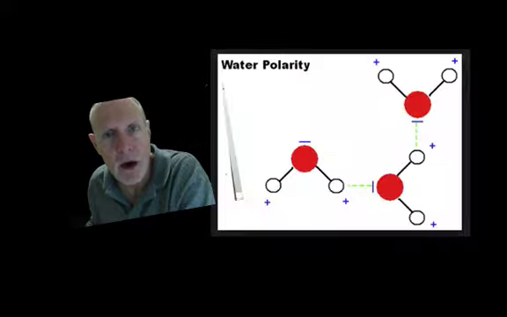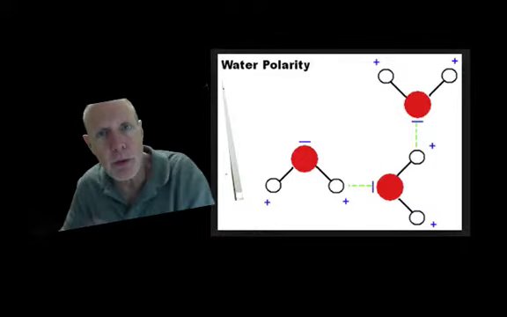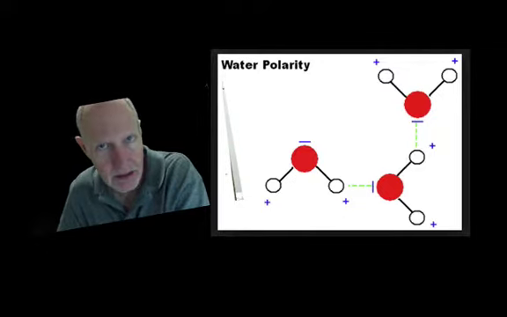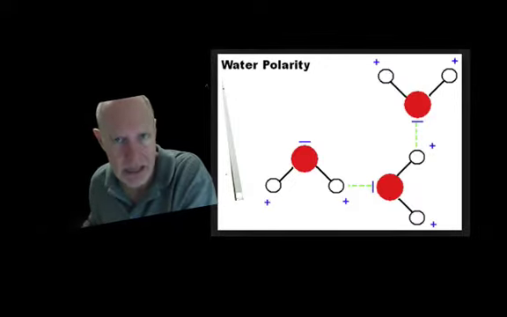Let's take a look at why that happens. The reason is because we have a property of water that we call polarity. In other words, there are polar ends to a water molecule. There's a plus end, has a positive charge, and a minus end that has a negative charge. The positive end is on the hydrogens, and the negative end is on the oxygens. So that means that the oxygen end of a water molecule is attracted to a different water molecule's hydrogen end.